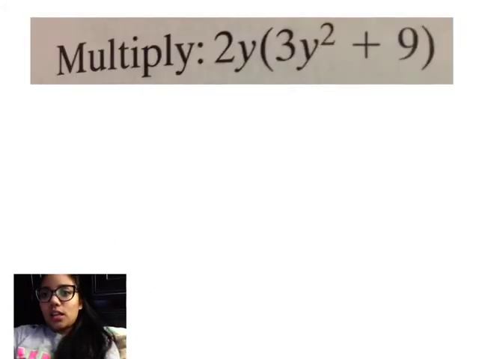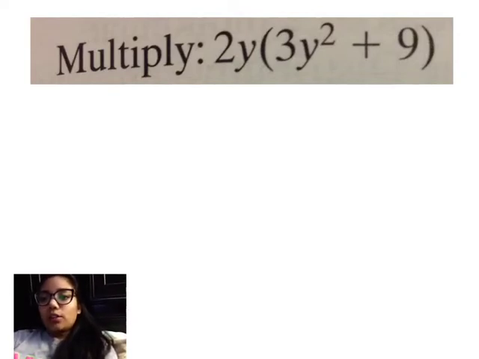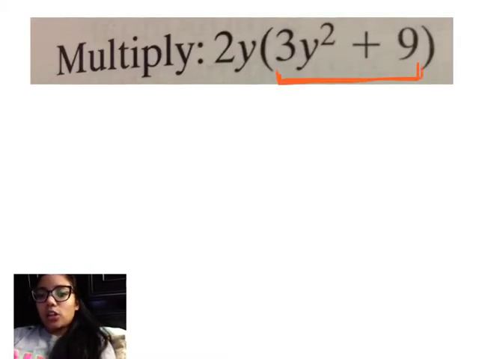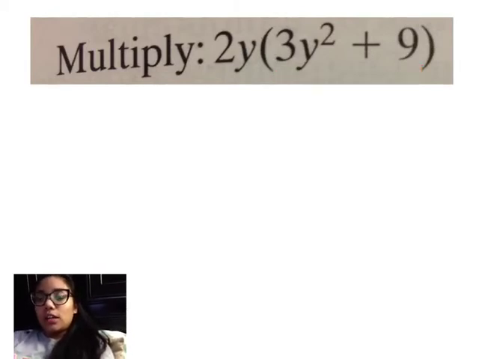So let's go. So multiply 2y times 3y squared plus 9. Well, this one's a little different. If you notice, usually what you would do is you would add these, if they were like terms, because that's what you do. You do what's in your parentheses first. Well, you can't do that, so let's not even think about doing that. Because you can't simplify what's inside your parentheses, you have to multiply.